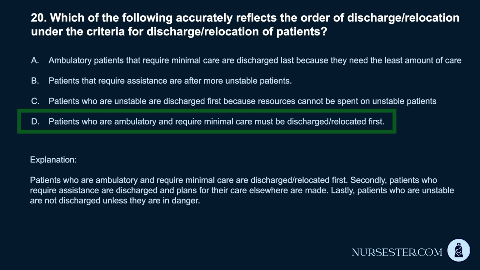Patients who are ambulatory and require minimal care are discharged/relocated first. Secondly, patients who require assistance are discharged and plans for their care elsewhere are made. Lastly, patients who are unstable are not discharged unless they are in danger.